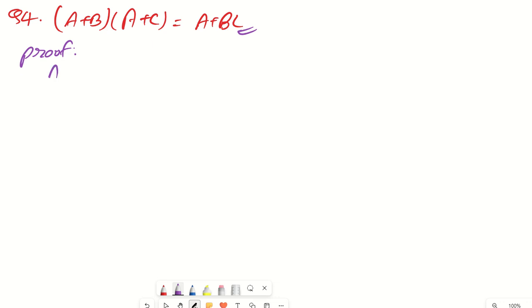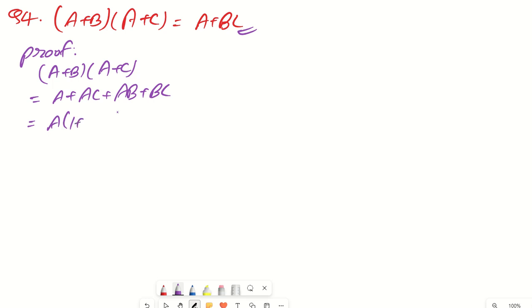So as you know, A plus B into A plus C can be written as A times A, that is A, right? A multiplied by A is A, then A multiplied by C is AC. So I'm going to do simple maths. Okay, AC plus this will be AB plus BC. Now I can take A common from all of them. So A into 1 plus C plus B plus BC. Now I can see that 1 plus anything in Boolean algebra is 1. So basically it is going to be A plus BC.